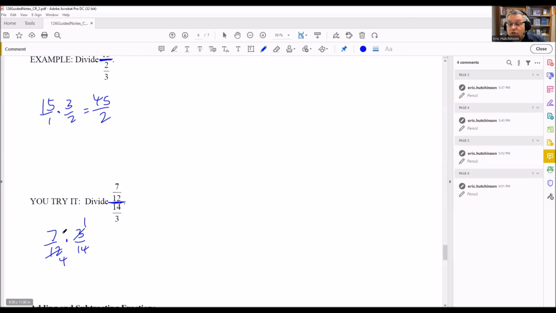And then we can cross reduce the 7 and the 14. 7 divided by itself is 1, and 14 divided by 7 would be a 2. So then we just get 1 times 1 on top and 4 times 2 on the bottom, which means we'd get 1/8 as the answer, and that would be it there. So again, whenever you want to divide fractions, just take the top fraction or the first fraction, depending on how it's written, and multiply it by the reciprocal of the second fraction. Reciprocal, you just flip the numerator and denominator.